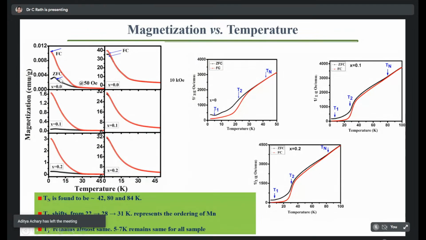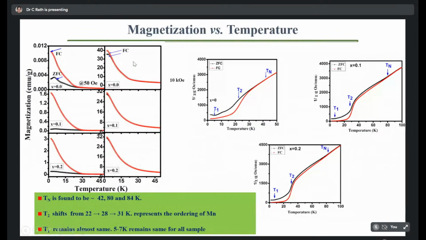Both FC and ZFC curves show a bifurcation starting from around 40K. It is not visible here, but there is a bifurcation clearly indicated at 50 Oersted in this pristine sample. As we increase the iron, the magnetization difference between ZFC and FC in fact increases, and in 0.2 it is very high, 3 to 0.5. Here it is one order of magnitude less in the pristine sample.